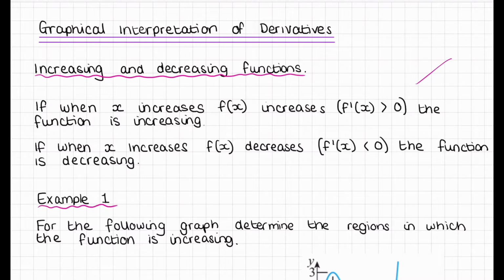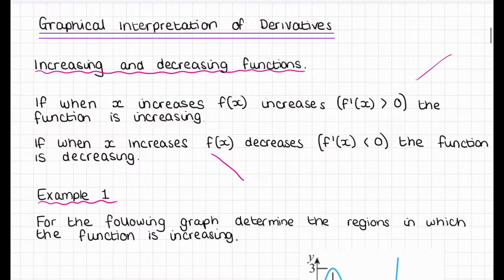And then when x increases but the function decreases, our derivative will be negative because the function is decreasing. So if we think about that, x gets bigger, y gets smaller, our graph looks something like that, and we know the gradient of that line is negative.